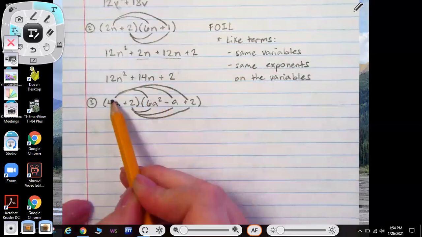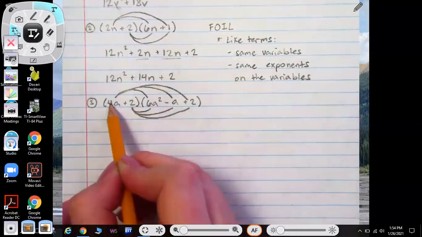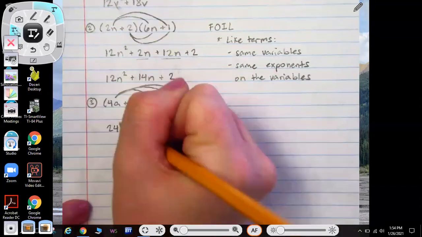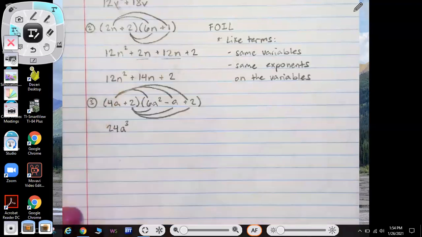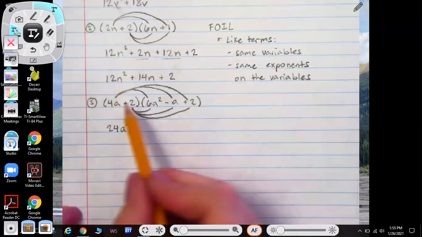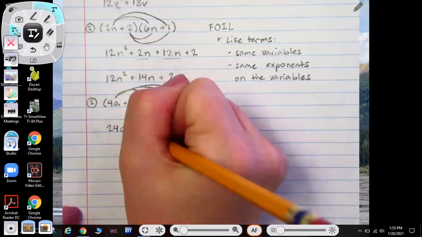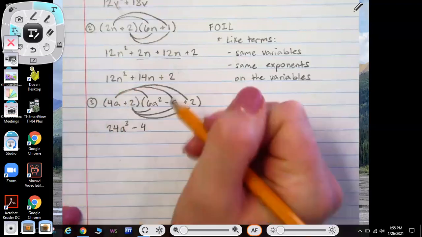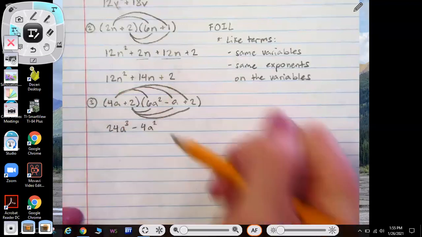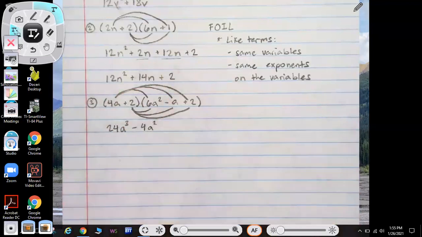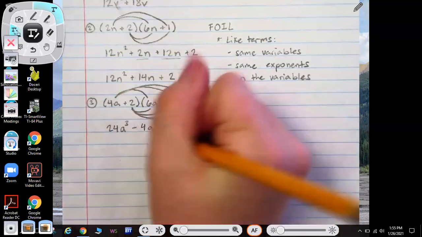Okay, so let's multiply. 4a times 6a squared. 4 times 6 is 24. A times a squared is a cubed when you add the exponents. 4a times negative a, careful with your signs here. 4a times negative a is negative 4 because you're multiplying 4 times negative 1. And then a times a gives us a squared. So negative 4a squared. 4a times positive 2 is positive 8a.